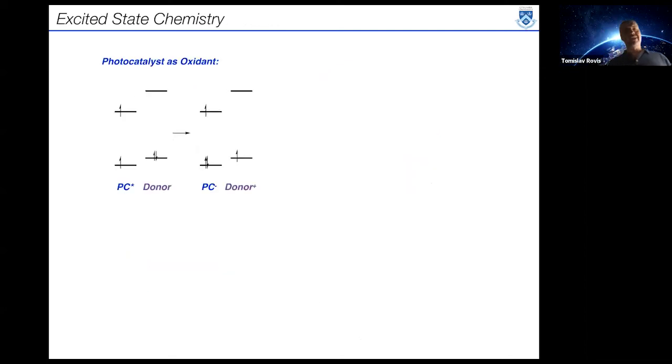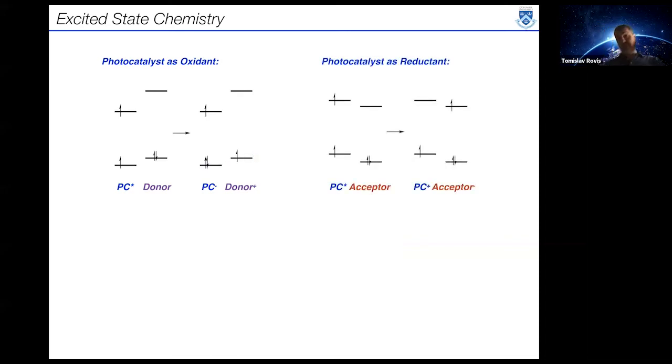One of the subtleties of photoredox, and actually Abby alluded to this as well, is that there are really more than three, but three major scenarios for photoredox. The photocatalyst is the oxidant, where the donor donates its electrons. Clearly the orbitals have to be aligned. The photocatalyst gets reduced, the donor gets oxidized. That's with tertiary amines, for example.